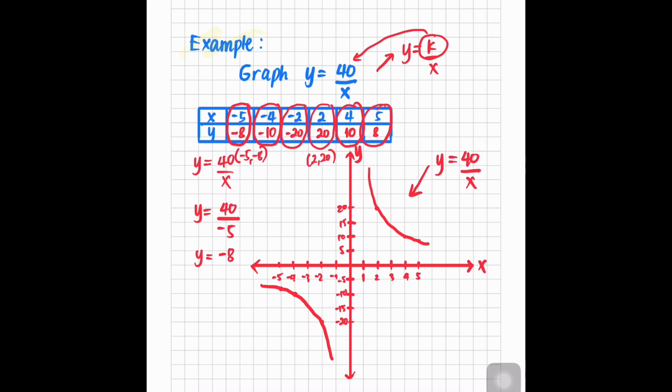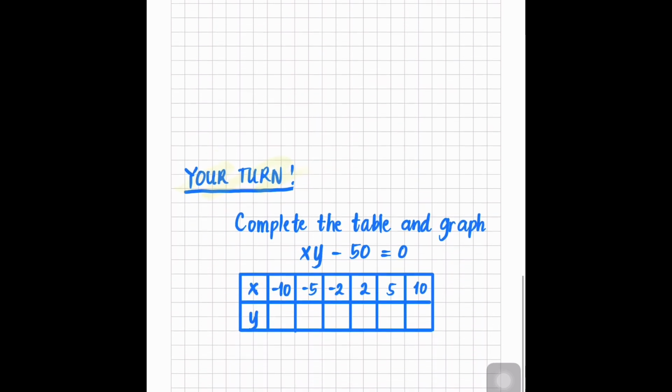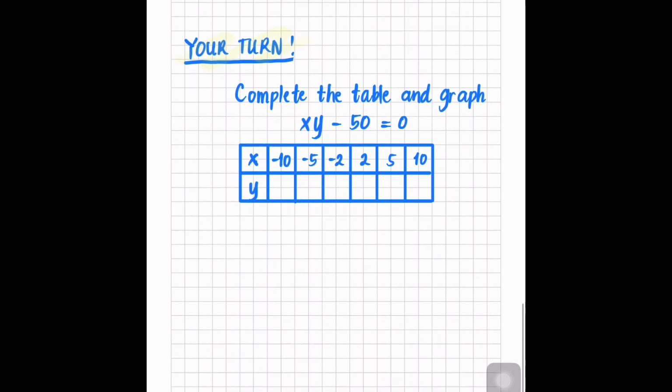And for your challenge, please grab your pen and paper and answer the question. Complete the table and graph xy minus 50 equals 0. The table has been given below.